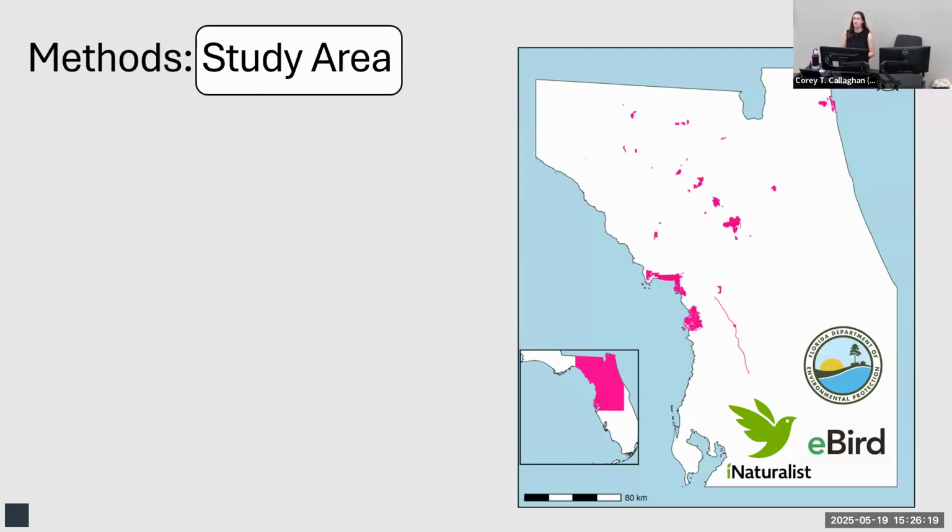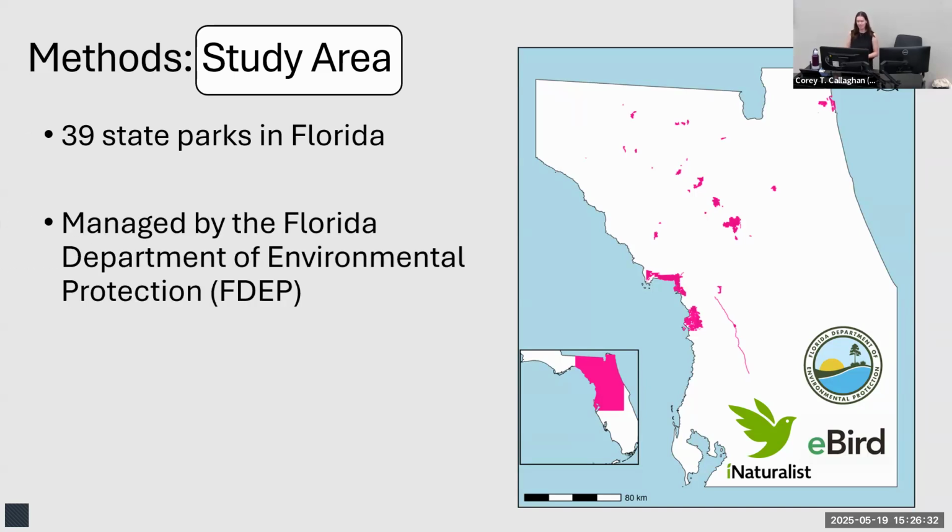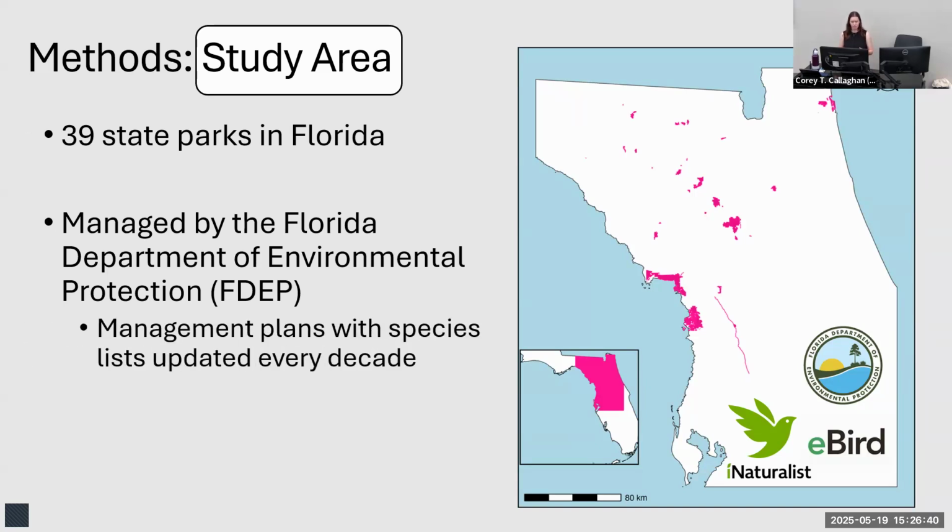What I did was look at 39 state parks in Florida, and you can see on the map in the middle that the big one is Paynes Prairie. So for my Gainesville people, that's where we're at. These parks are all managed by the Florida Department of Environmental Protection, or FDEP. Each park has a management plan with species lists that are updated every decade. I chose these parks because they're in FDEP's District 2 administrative units and they were updated in 2024, so it was the most recent data I could use.